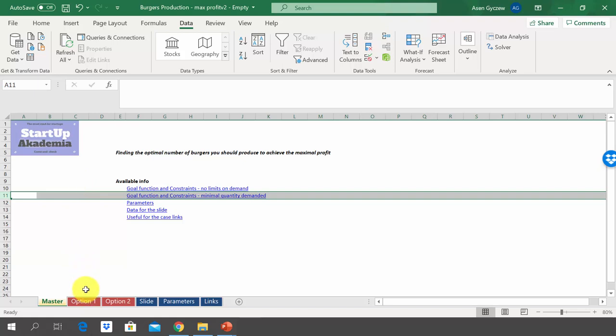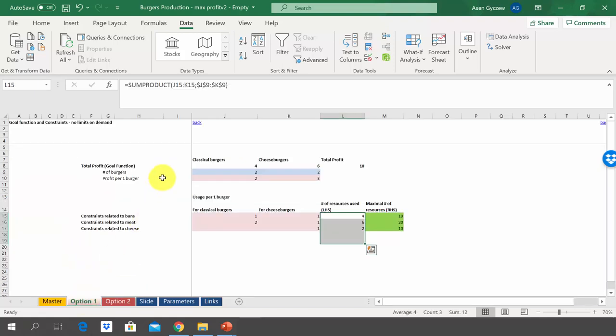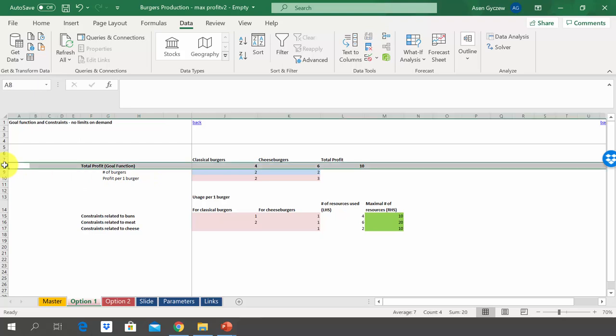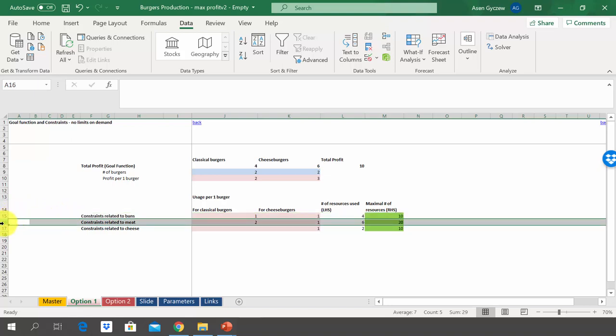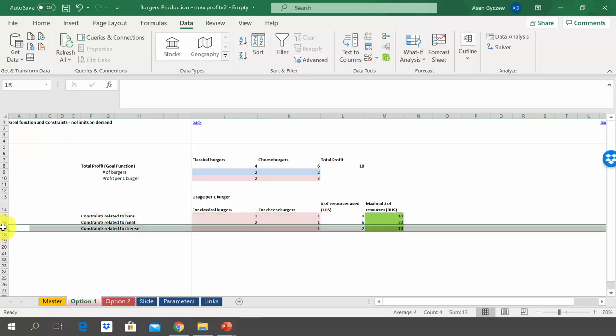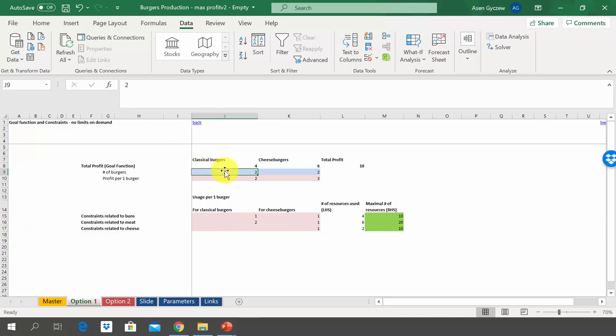So let's go first to the option one sheet, where we will have exactly the same parameters as we had in the previous lecture. As you will see in row 8, we define the goal function, and then starting from row 15 downwards, we've got the constraints. So in row 15, we've got the constraint related to the buns, then to the meat, and finally to the cheese. In blue, we have put the variables.